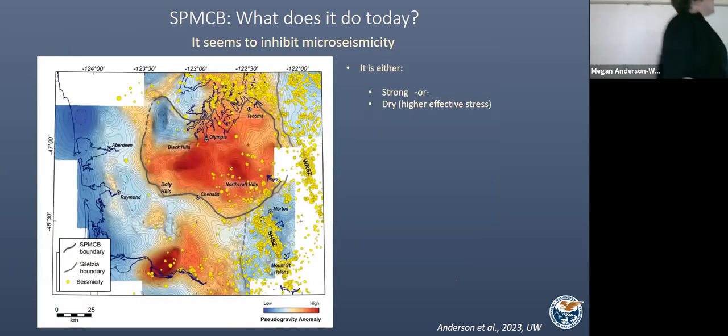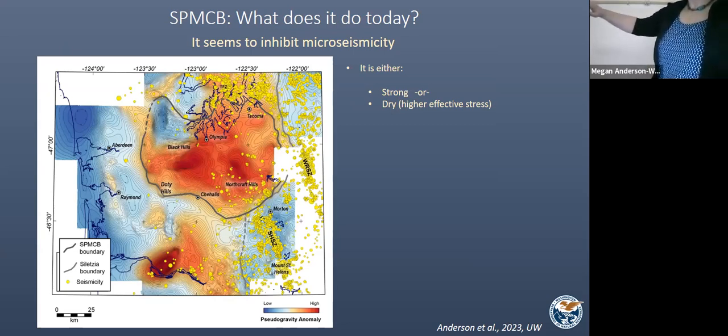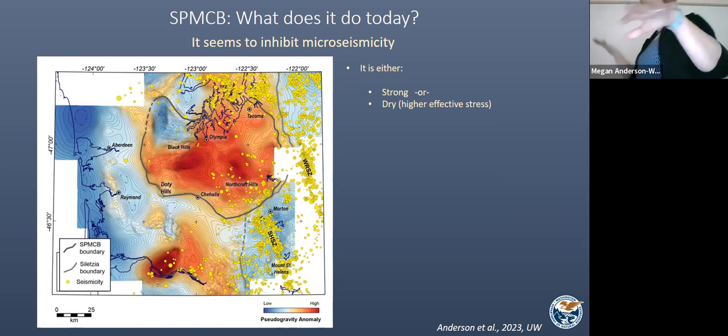So I said, hey, we should look at what this looks like. Here's the pseudogravity anomaly with the seismicity on top. And this I think is really cool. You can see the seismicity comes up from the St. Helens seismic zone and it just kind of fans out. It's not like the area with the pseudogravity high has no seismicity, but it's just really damped down a lot.